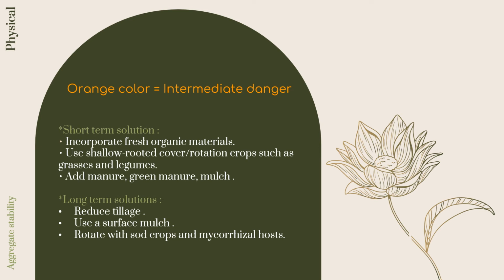The last physical indicator is the aggregate stability. This is in orange color, which is intermediate danger. We have many solutions. In the short-term solution, we incorporate fresh organic material. We use shallow-rooted cover crop rotation, crops such as grasses and legumes, and the last one we add manure, green manure, and mulch. The long-term solution, we reduce the tillage, we use surface mulch, and the last one we rotate sod crops and mycorrhizal hosts.